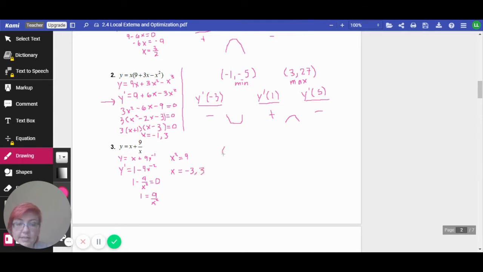So to set up my points, I have negative 3. I'll plug that in here. Negative 3 in my original equation plus 9 divided by negative 3 is negative 6. That is my y value here. And then positive 3, I've got 3 plus 9 divided by 3, which is positive 6.